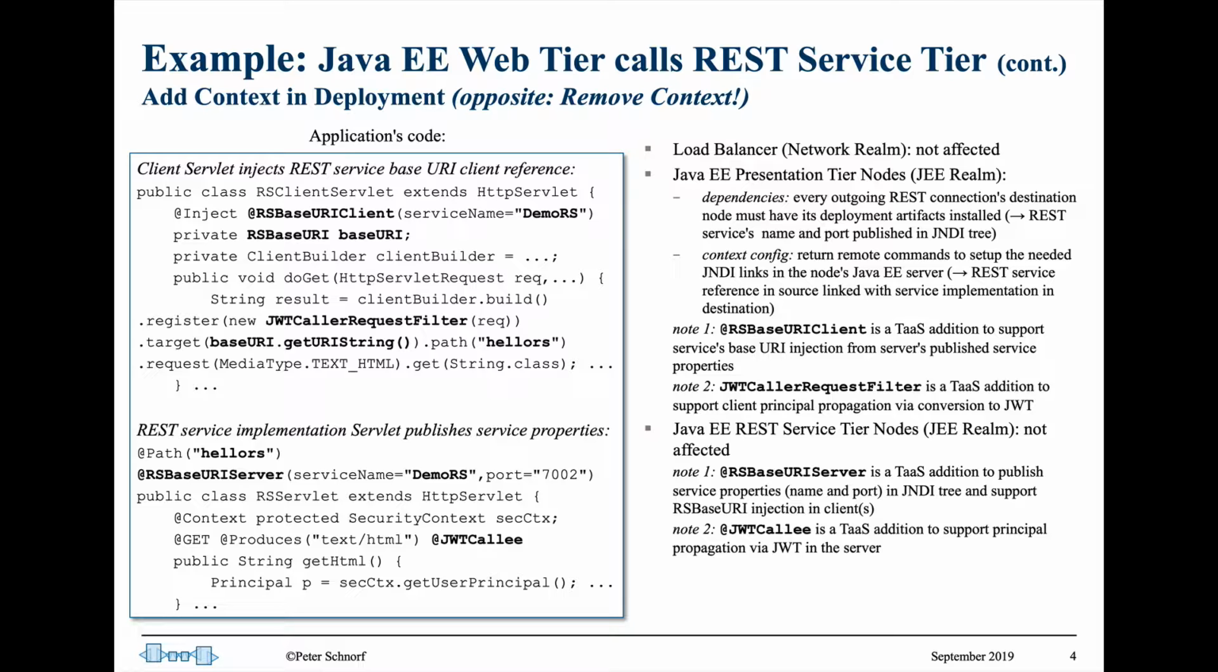However, the node says that the RS-based URI server annotation is a TaaS addition to publish the service properties in the local JNDI tree to support the base URI injection in the clients. And secondly, the JWT callee annotation is a TaaS addition to support principal propagation via JWT in the server.